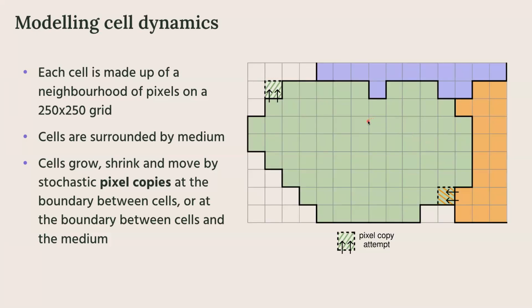Each cell in an organism is made up of a neighborhood of pixels on a 250 by 250 grid. So this green enclosed region here is one cell, and the cell is going to be surrounded by some medium, and at the same time, next to 2 other cells. The cells grow, shrink, and move around by these stochastic pixel copy attempts that occur at the boundary between cells. So a pixel can copy itself into a neighboring cell, or between the cell and the medium. A pixel can copy itself from the medium into a cell or otherwise. And that's the central dynamic of the model, just these pixel copies that occur.